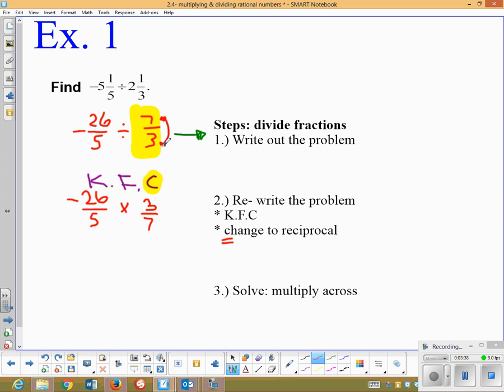So I wrote here some steps so that it can help you for today's lesson. Rewrite the problem using KFC, which we just did, and change the second fraction to the reciprocal. Now, after you have that, this becomes a multiplication problem. So we're just going to multiply across. We're going to do 26 times 3, and 26 times 3 is going to be 78. Now, since a negative times a positive is a negative, we're going to put negative 78, and then 5 times 7 is 35, so we have an answer of negative 78 over 35.